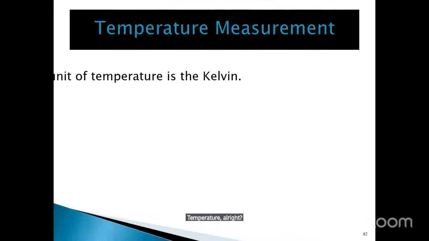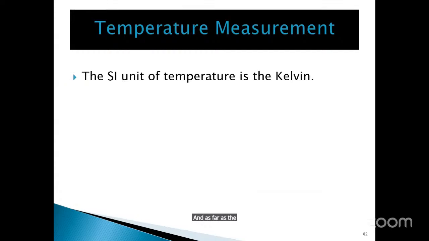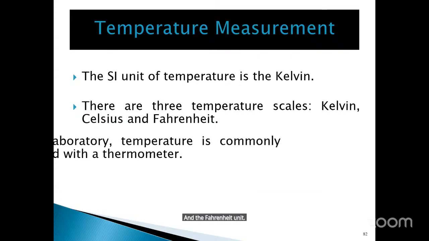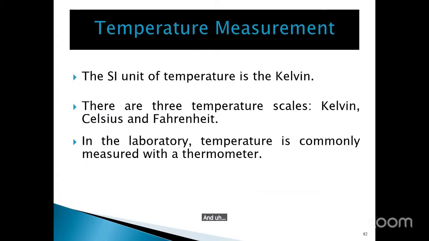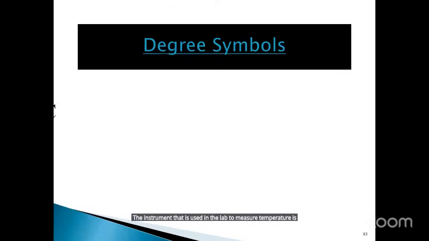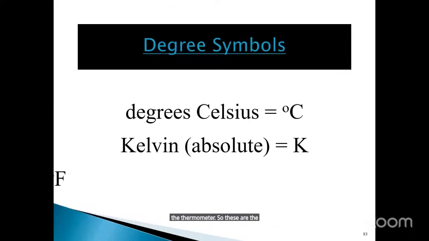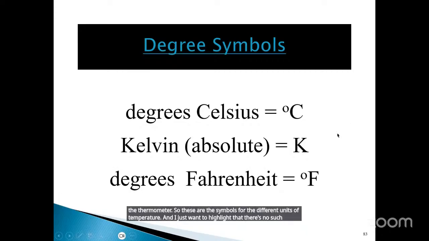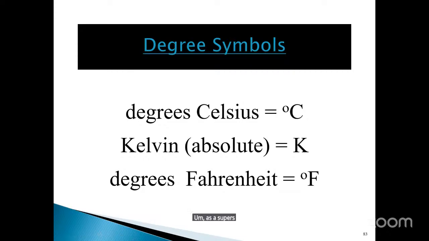All right. And as far as the SI unit of temperature is concerned, it is the Kelvin unit, but there are some other units that are used as well, namely the Celsius and the Fahrenheit unit. And the instrument that is used in the lab to measure temperature is the thermometer. So these are the symbols for the different units of temperature. And I just want to highlight that there's no such thing as degree Kelvin, right? So you don't need that little o as a superscript to include that. All right.